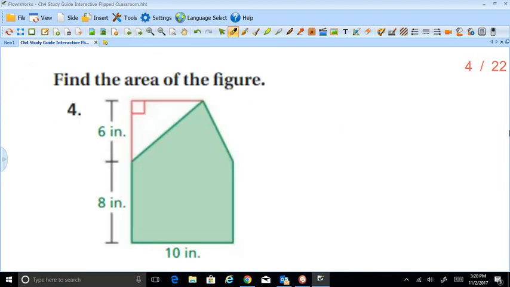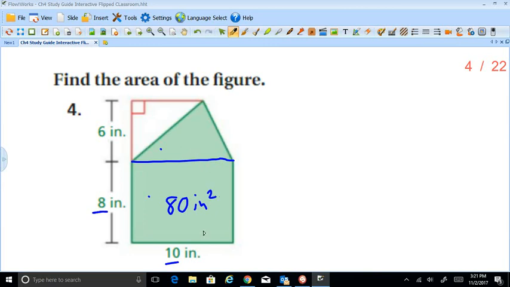Next problem is a composite figure. And to find the area of any composite figure, we want to break it up into more familiar shapes. So I'm going to cut it right here. And when I cut it like that, now I have two parts. I have a triangular part, and I have a rectangular portion on the bottom. Find the area now of each individual piece, and then add them together. So I'm going to find the area of the bottom rectangle first. The area of a rectangle is just the length times the width, also known as the base times the height. And we have 10 times 8, which is going to give us 80 square inches.